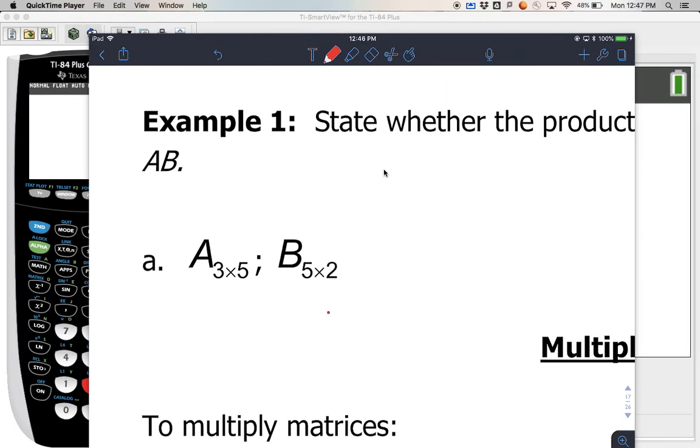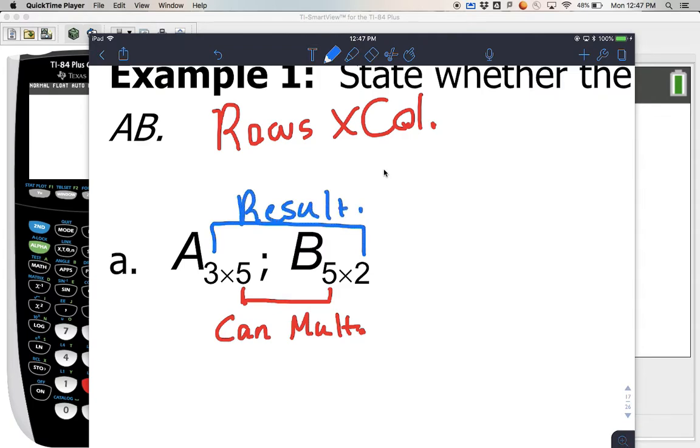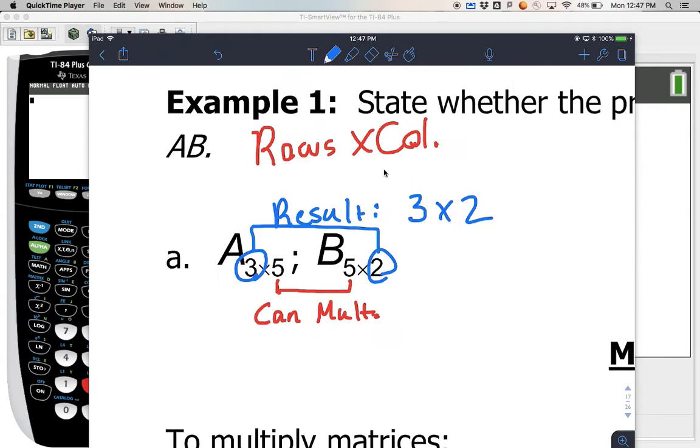Like it said above, you need to see if the columns from A match the rows from B. Remember, it's always rows by columns. So the columns from A need to match up with the rows from B. If these match up, this means you can multiply these. If they match up and you can multiply them, the result matrix is actually going to be a 3 by 2 matrix right there.